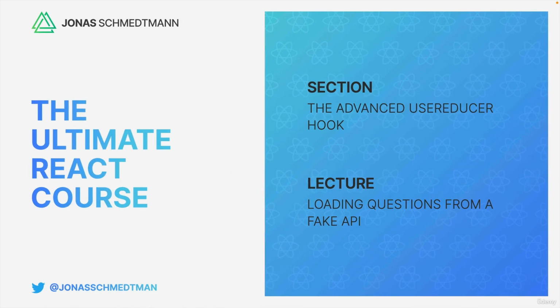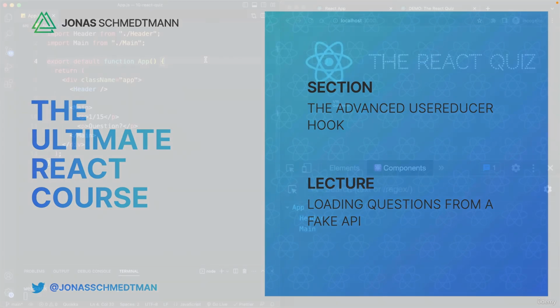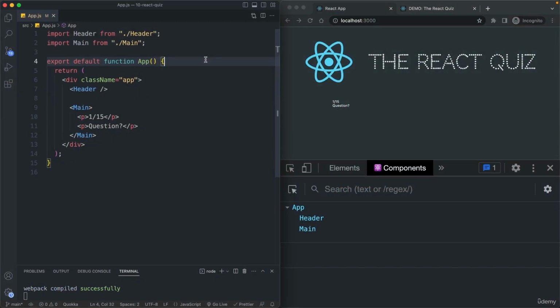Okay, so let's now set up a fake API on a fake web server and then use that to load the questions data into our application. This time we're not going to use a real API because I created these questions myself, and so there's no API with that. But I still want to basically pretend that we are loading these questions from somewhere. And so therefore we can create a fake API using an NPM package called JSON server.